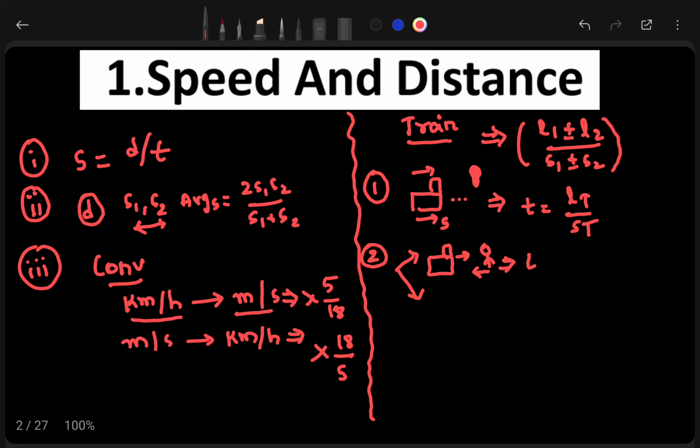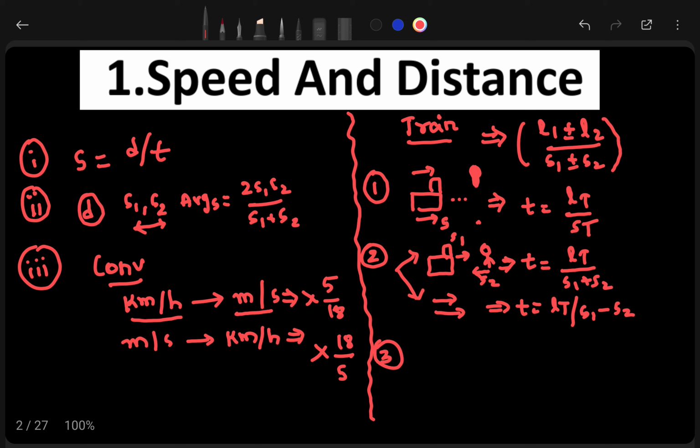So here the time is going to be, of course, the length of the man is negligible, so we can neglect it. So it's going to be length of train by, if the train is coming with S1 speed and the boy is going with S2 speed, as both are coming in opposite directions, the relative speed, that is, if someone sees from here, the speed will look more, right? So it will be S1 plus S2. Suppose the man and train are both in the same direction, it is going to be length of train by S1 minus S2, as both are in the same direction, relative to each other.